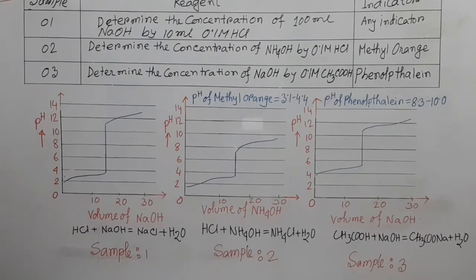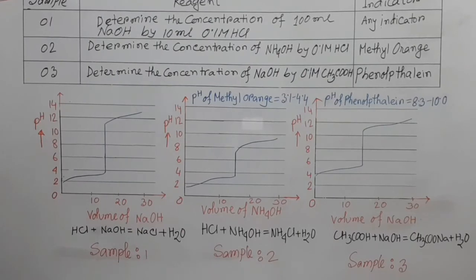So the indicator that changes color at a pH range 4 to 7 is used in titration of strong acid and weak base. Here we see that the pH range of methyl orange is 3.1 to 4.4. So for this type of titration, that means strong acid and weak base, we use methyl orange.